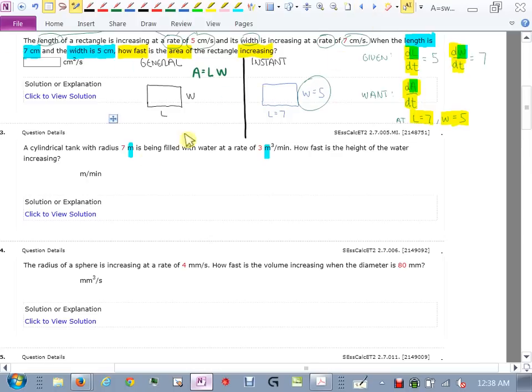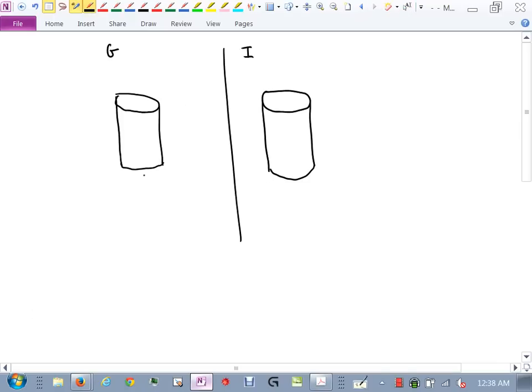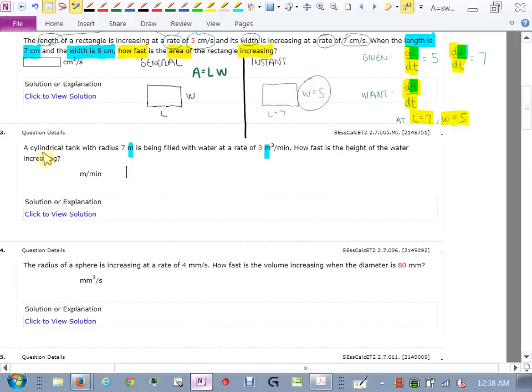Going back, cylindrical tank, radius is 7 meters. That's not going to change in both pictures, 7 meters, because the radius is not changing, right? It just says that you've got a radius of 7 meters, that's it. Well, this cylinder is being filled with water at a rate of 3 cubic meters per minute. How fast is the height of the water increasing?